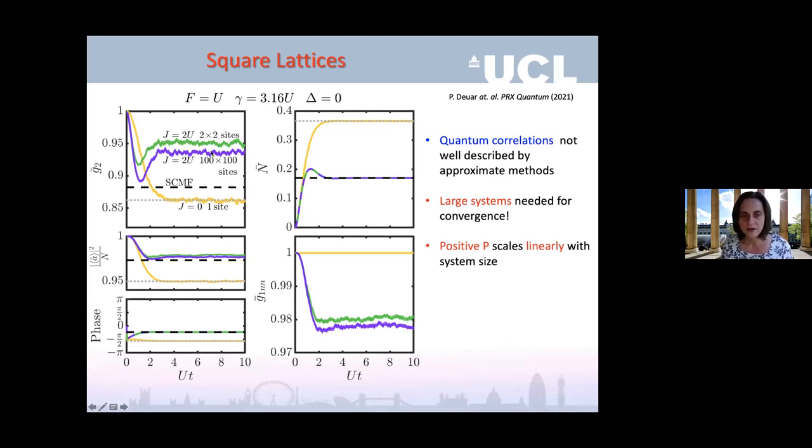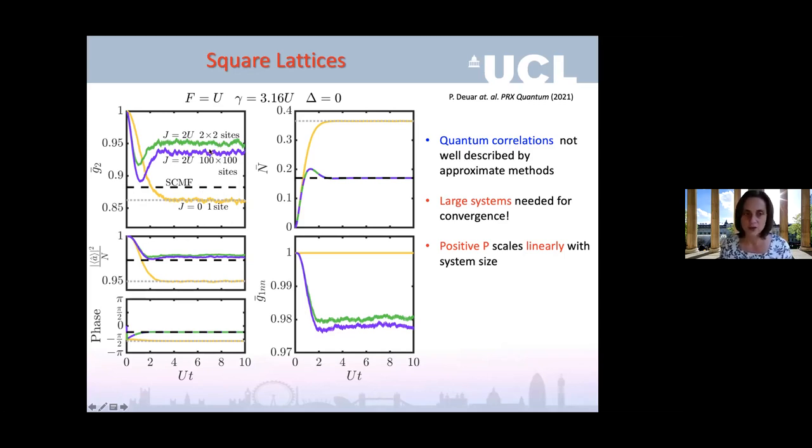And we can see, obviously, that again the more classical variables such as condensed fractions or phase or occupations are easily described by any methods. But if you wanted to look at correlations in the system, so G2, if you ever wanted to look at interesting quantum phenomena, then obviously the exact dynamics are very far from the self-consistent mean field.